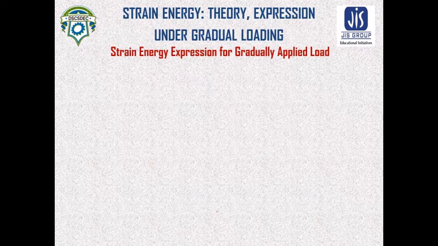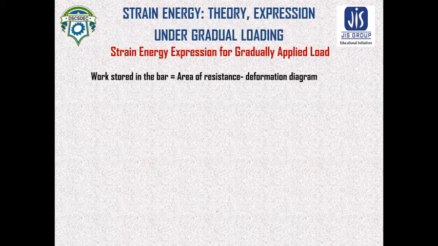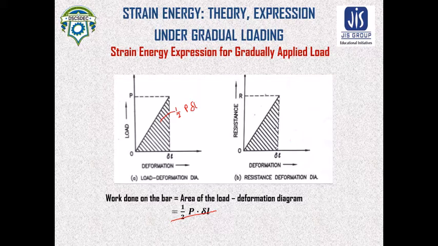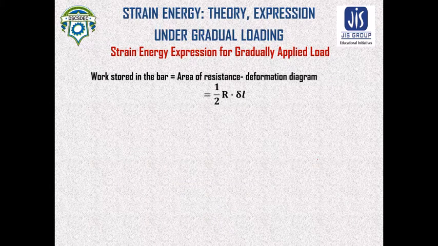Now for the work stored in the bar, that is the resistance in the bar, it is the area under the resistance deformation diagram. Here also see the area under the resistance deformation diagram. The area of this shaded region is half into the height, which is R, into the base, which is del L. So the area of the resistance deformation diagram will be half R into del L.